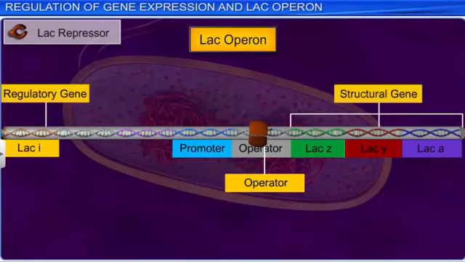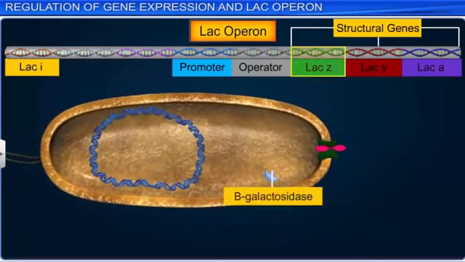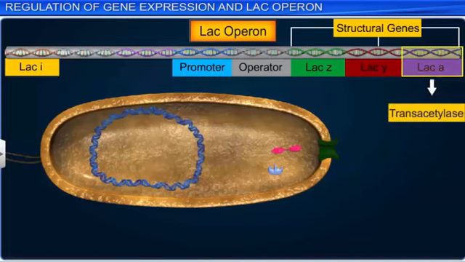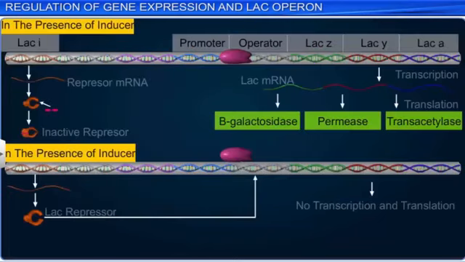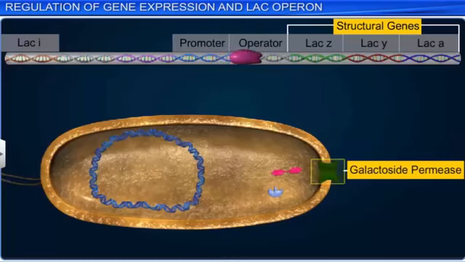The I gene codes for the repressor. The structural genes code for enzymes required for the metabolism of lactose. The lac Z gene codes for beta-galactosidase, which hydrolyzes lactose into galactose and glucose. The lac Y gene codes for permease, which increases the permeability of the cell to lactose, while the lac A gene codes for trans-acetylase, whose function is unknown. The switching on and off of the operon is controlled by lactose, which is hence the inducer. Since lactose needs a small amount of permease enzyme to enter the cell, a very low-level expression of the lac operon is continuously required.